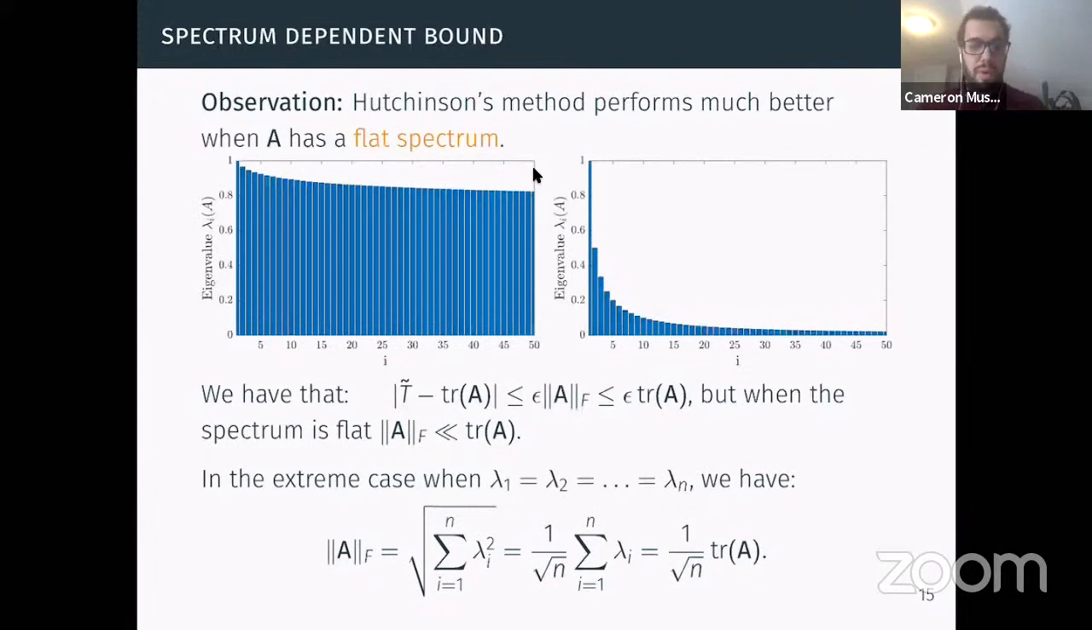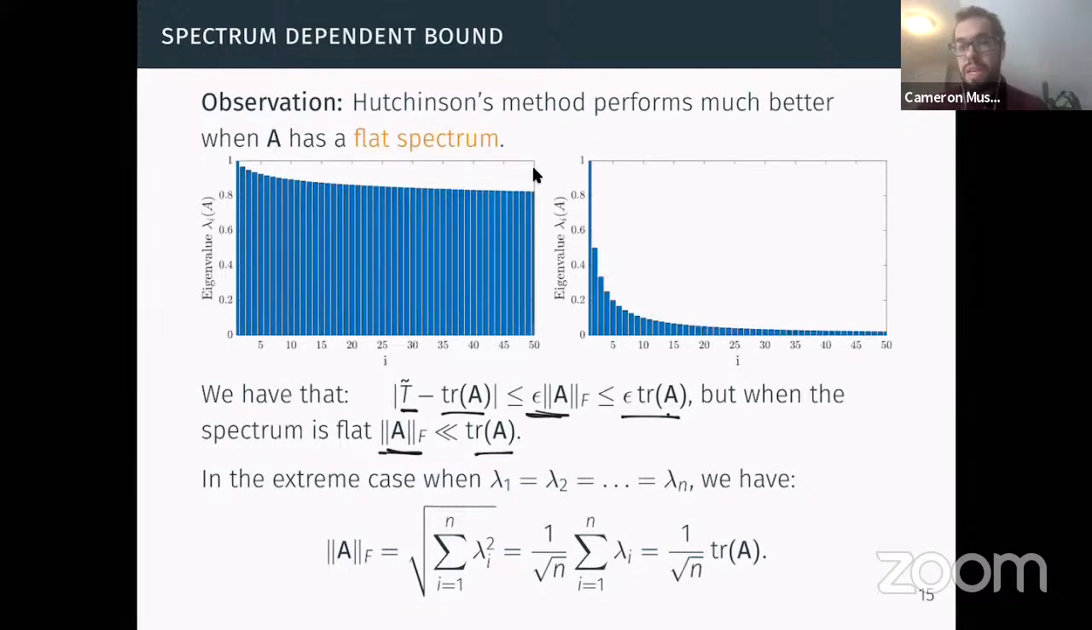And the reason for this is simple. The actual error bound that Hutchinson's achieves is that the trace estimate T tilde minus the true trace of your matrix is bounded by epsilon times the Frobenius norm. And then I just said that for positive semidefinite matrices, we can upper bound this by epsilon times the trace. And this gave us our approximation guarantee. However, when the spectrum is flat, meaning the eigenvalues are decaying slowly, the Frobenius norm is way smaller than the trace. And so this was a really loose thing to do. Hutchinson's epsilon times Frobenius norm error bound is actually way better than the epsilon times trace error bound that I converted it to.